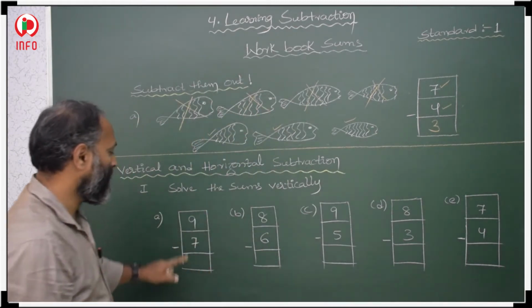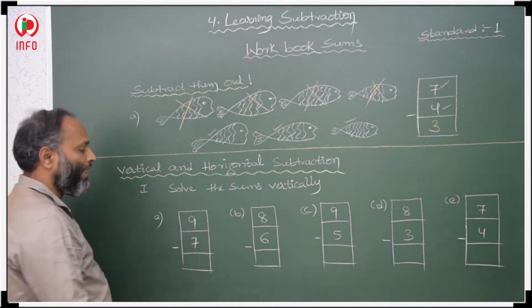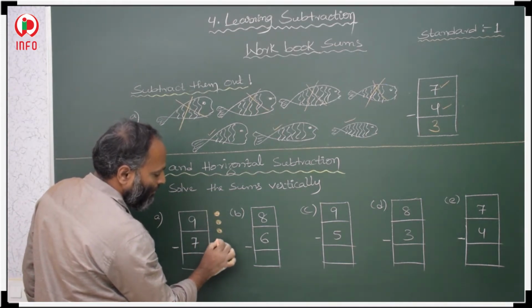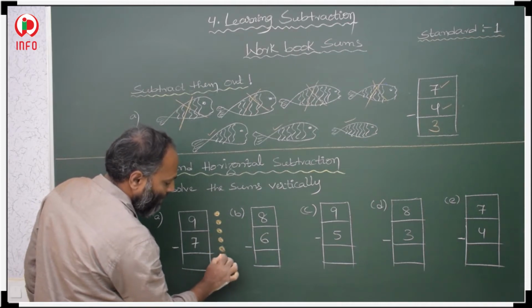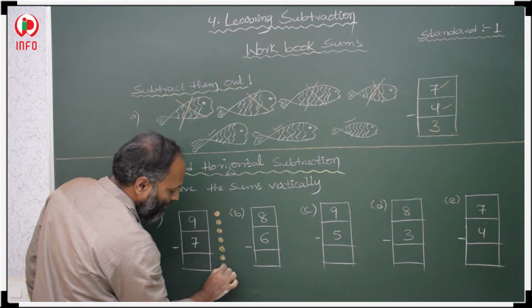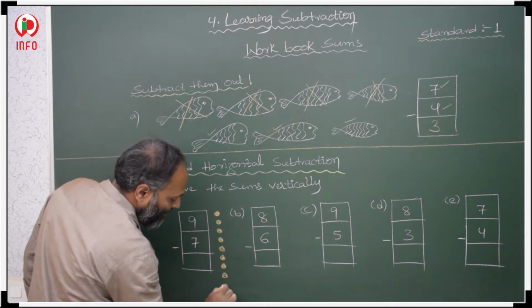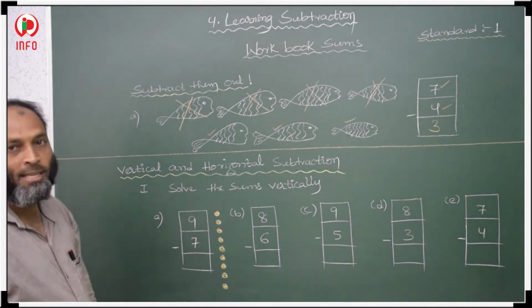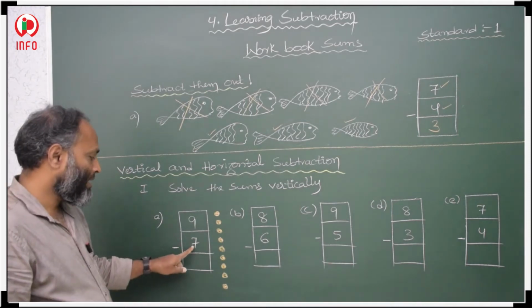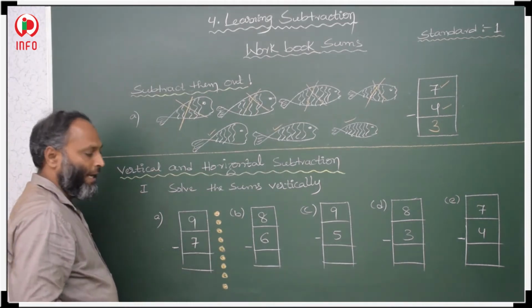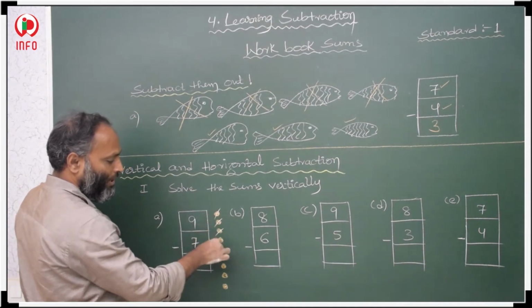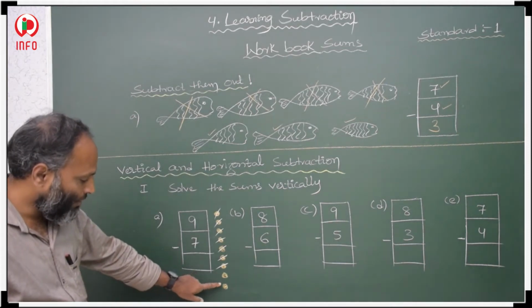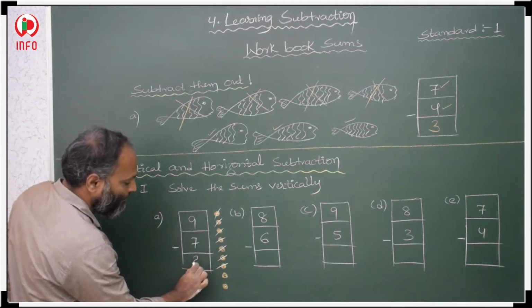See here how to subtract. Here 9. 9 means we have to make 9 small dots. 1, 2, 3, 4, 5, 6, 7, 8, 9. Draw 9 dots vertically. In these 9 dots, 7 dots you have to cancel. 1, 2, 3, 4, 5, 6, 7. Then how many dots are left? 1, 2. The answer is 2.